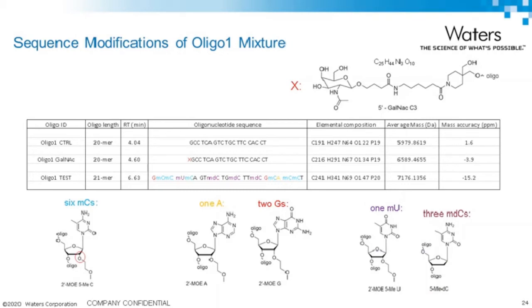For example, if we look at the structures of these modifications, we have 6 cytidines that are modified in the 2' position by methoxyethyl. Then we have 1 adenosine that's modified with the same functional group, methoxyethyl. In addition, 2 guanosines highlighted in red in the sequence are modified with the same functional group. There is only 1 methyluridine, and there are 3 methylcytidines in this structure highlighted in brown. As you can see from all these modifications, the molecular weight of this oligo is increased by over 1,000 Daltons.